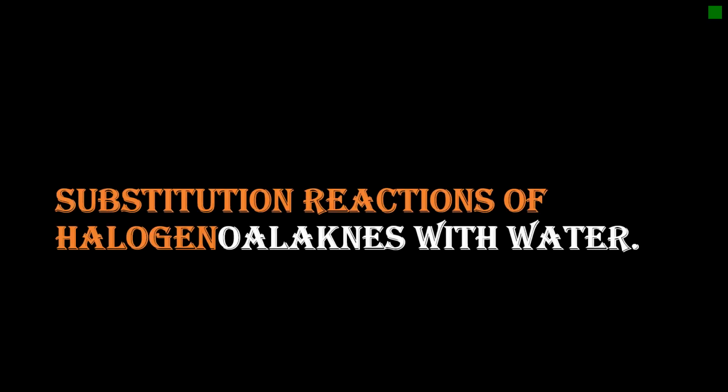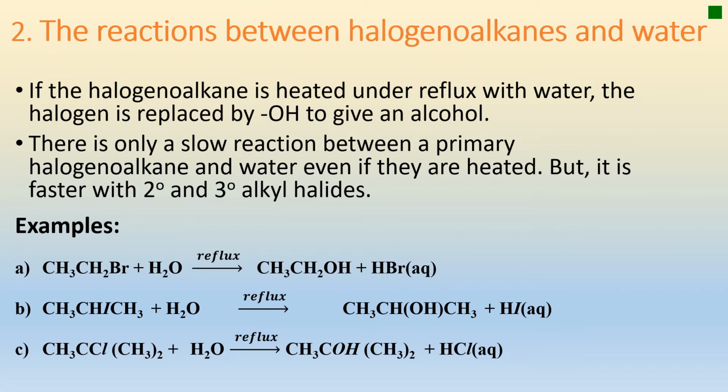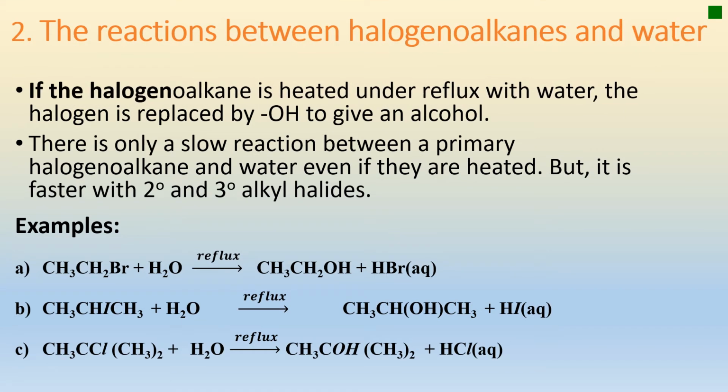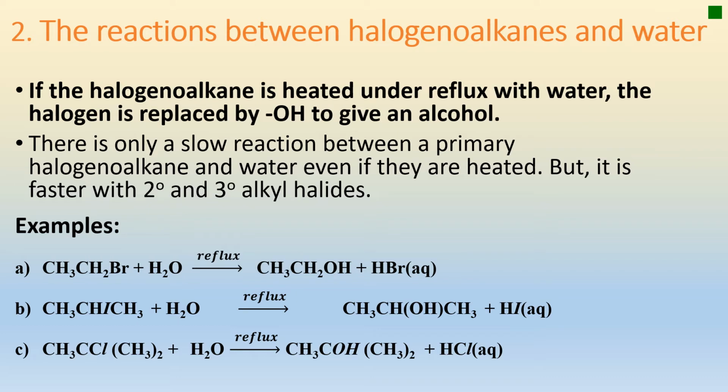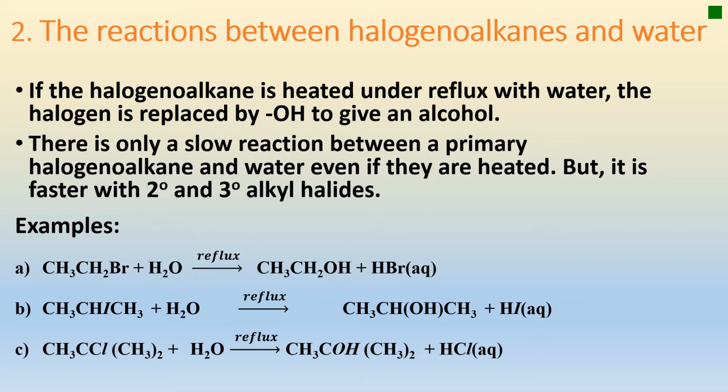Substitution reactions of halogen alkanes with water. The reactions between halogen alkanes and water. If the halogen alkane is heated under reflux with water, the halogen is replaced by OH to give an alcohol. There is only a slow reaction between a primary halogen alkane and water, even if they are heated. But it is faster with the secondary and tertiary alkyl halides.